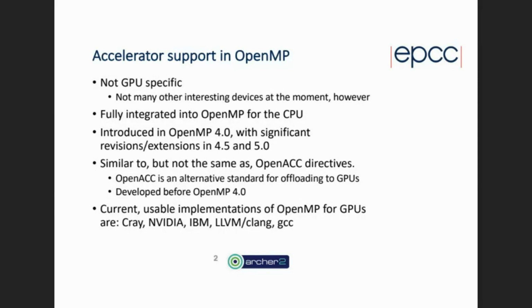OpenMP is probably portable across more different platforms, but in particular for NVIDIA GPUs, OpenACC may still perform better. A bunch of different compilers do support this for various different bits of hardware. Cray, NVIDIA, IBM, LLVM, Clang, and GCC all have offloading implementations for at least some hardware.